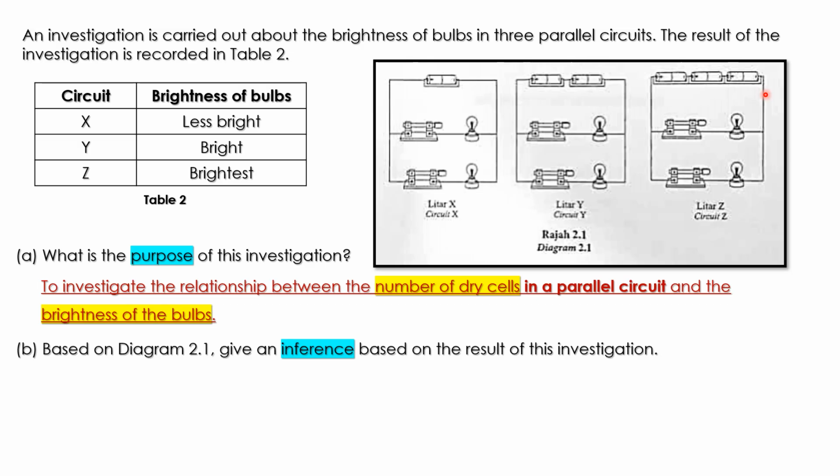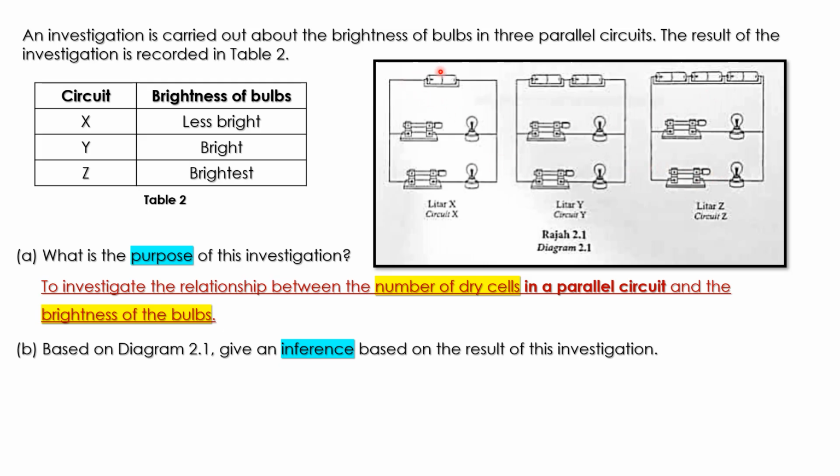So when you want to answer an inference or give a reason behind what has happened, it has to be something that is kind of like a hidden reason, something that the question did not give us clearly. So the reason is behind this number of dry cells. Why is it? This is a question that you have to ask yourself, right? Why is it that when the number of dry cells increases, the brightness of the bulbs increases as well?